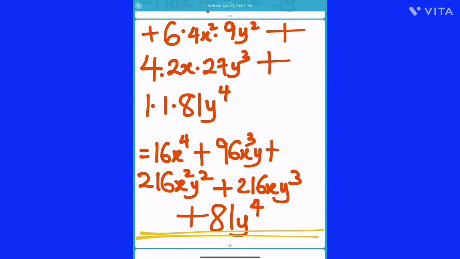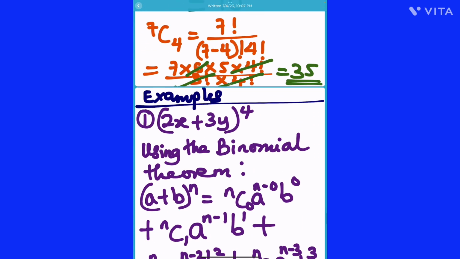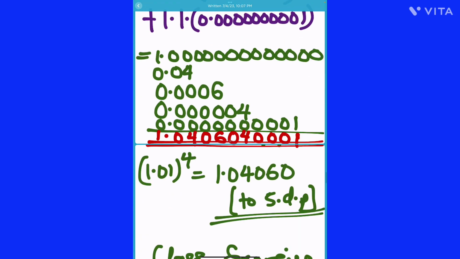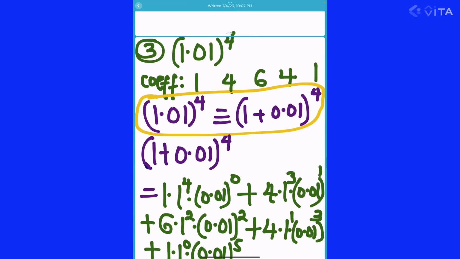Let's take a second example. What was the second example we did? Let me scroll back.